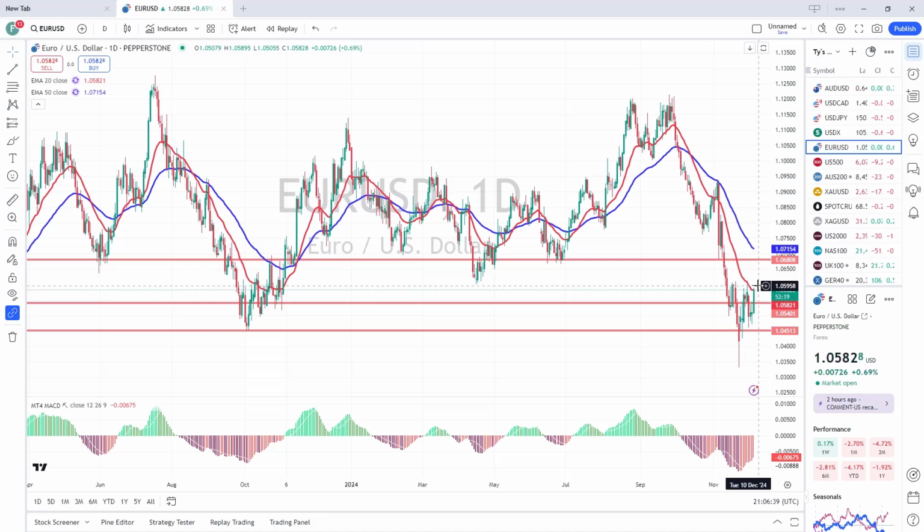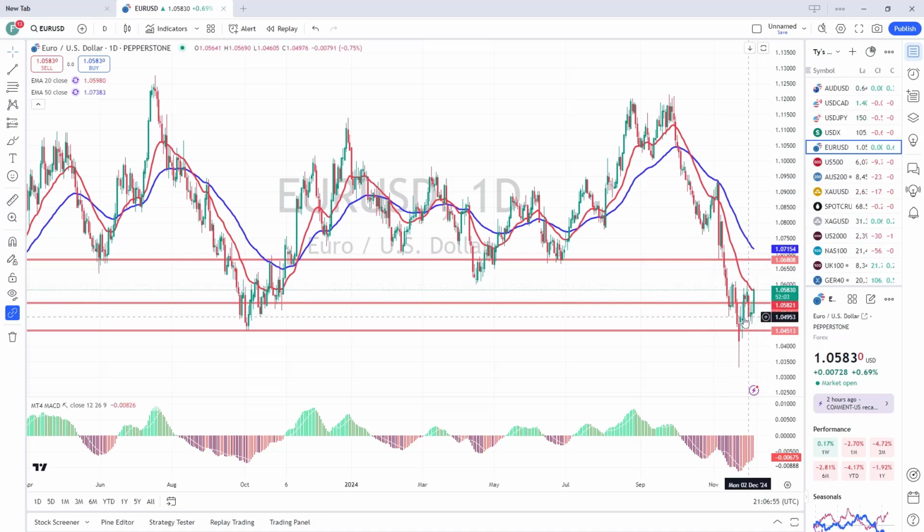Okay, so if we see a close above the 20 moving average, and more importantly, a close above the 106 on the daily, if we get that, then we're looking at 106.80 as the next target, which will bring that dollar index down to that zone at around 105.20. So that's what we're looking for here.